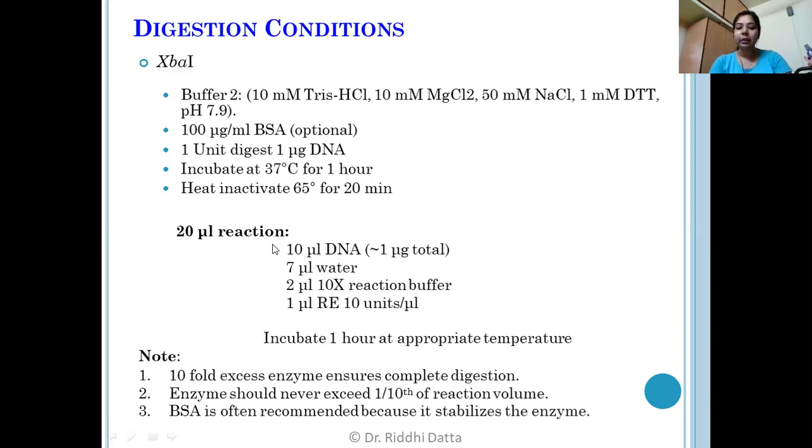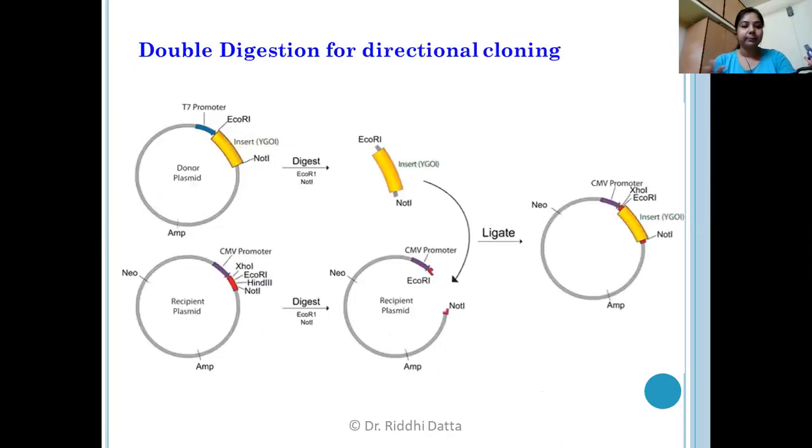Now, after adding all these components appropriately, we will incubate this reaction mixture for about 1 to 1.5 hours at appropriate temperature. The most commonly used temperature is 37 degrees. So after incubation, we will heat inactivate the enzyme by incubating the reaction mixture at 65 degrees centigrade for 20 minutes so that the enzyme gets inactivated. So this is how we typically digest a DNA in the lab.